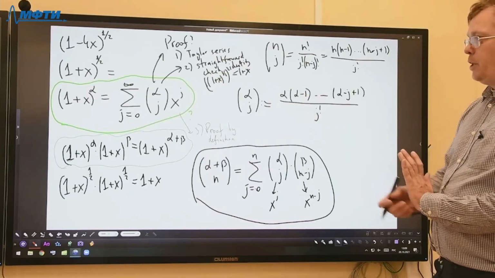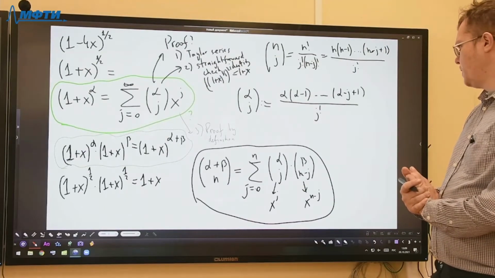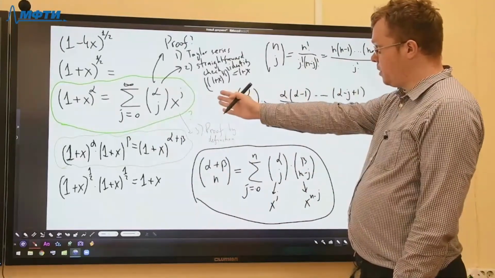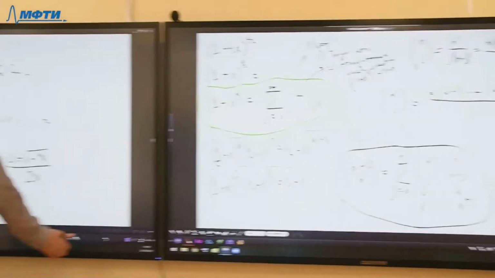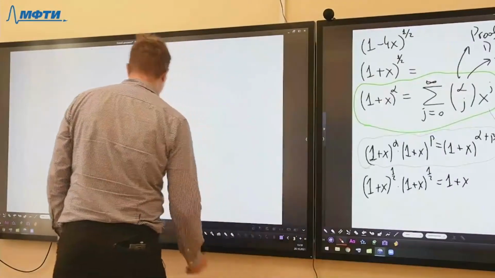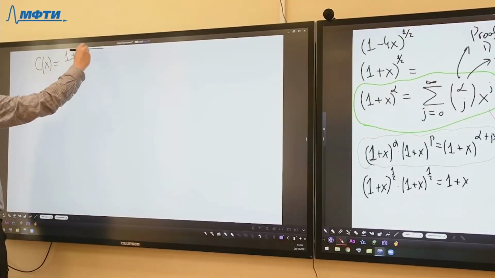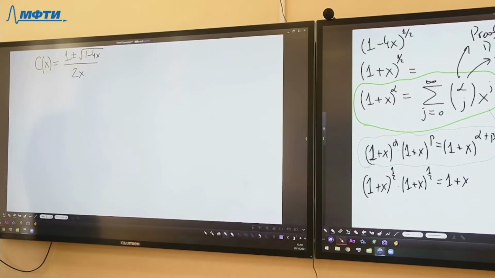Because we will have some hard calculation, and I don't want to spend more time on calculating this. So if we believe that this formula holds, then we can calculate the Catalan numbers. So I will write, okay, what should I put here? Plus or minus? What is the sign here? So let's take minus. Why?